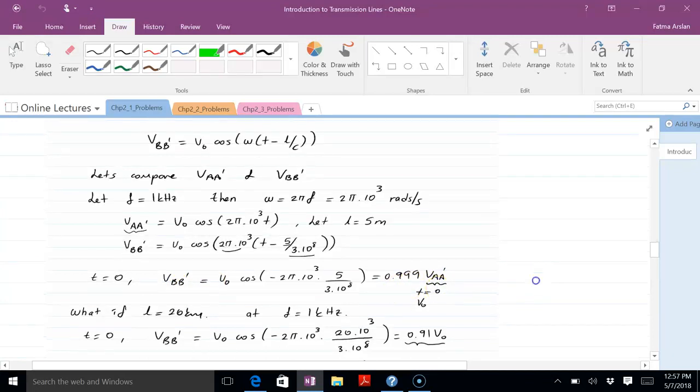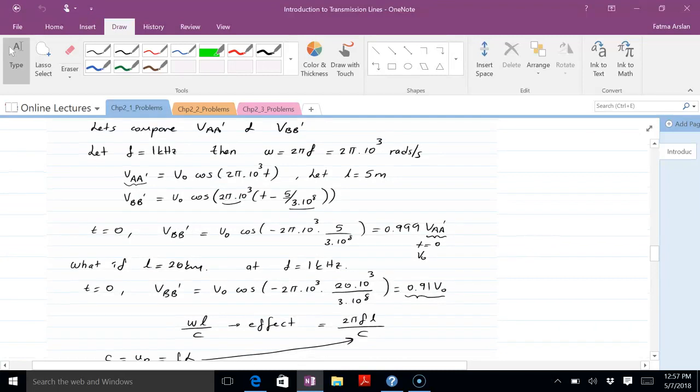So this is not really a big effect, but let's take a look at when we have a longer transmission line. Let's set our length to 20 kilometers, still at 1 kilohertz. Then the potential at point B would be 0.91, so there's almost 9% of attenuation in the magnitude of potential. So this is an effect by transmission line, and we cannot ignore this.